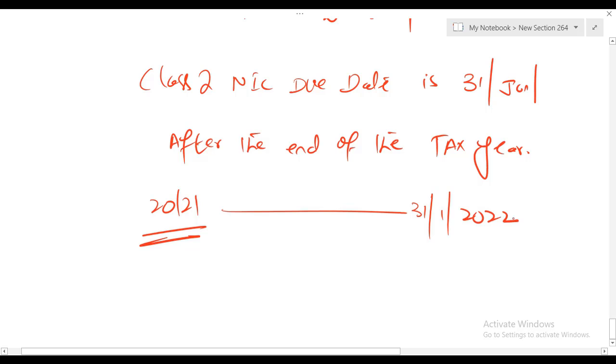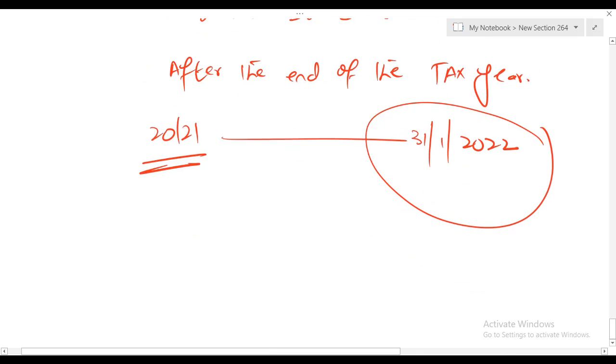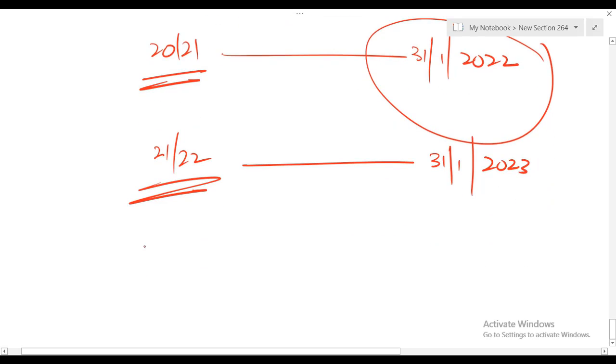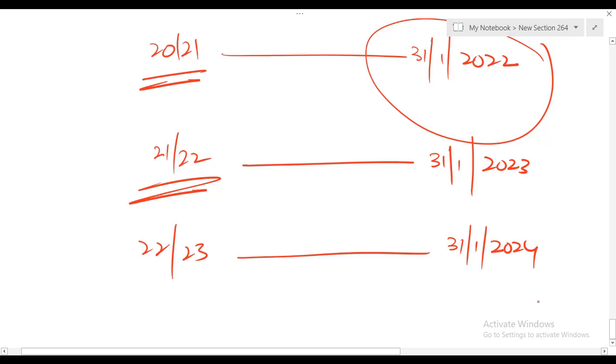Because what I have written, class 2 NIC due date is 31st January after the end of the tax year. So for 2021, class 2 NIC due date is 31st January 2022. For example, if the tax year is 21-22, then class 2 NIC due date is going to be 31st January 2023. For the tax year 22-23, class 2 NIC due date will be 31st January 2024. I strongly believe now you have understood when we actually pay class 2 NIC.